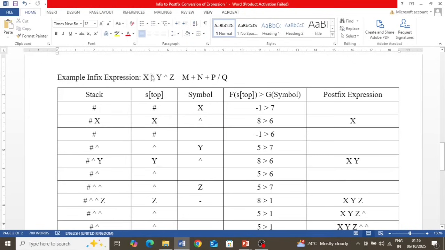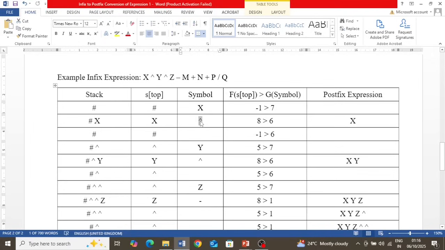Raised to symbol, or caret symbol, is available. Compare between x and the caret symbol. The x value in the f function is 8, whereas the caret symbol value is 6. Is 8 greater than 6? Of course yes. So apply the first step of the algorithm: pop x and place it in the postfix expression.